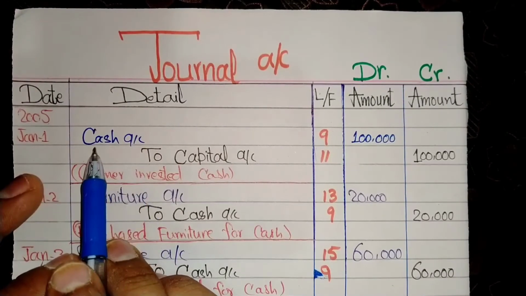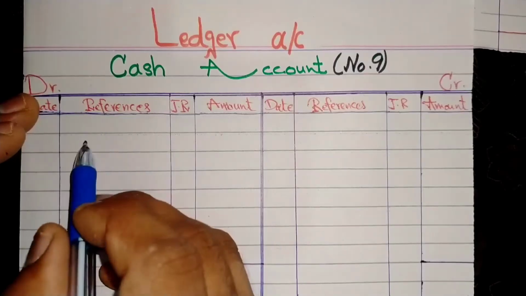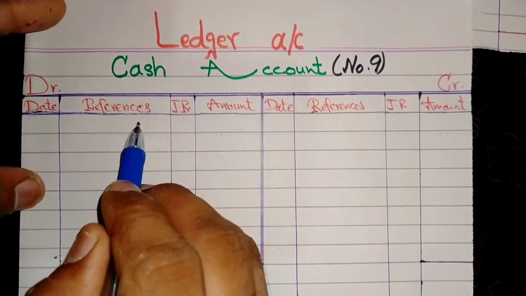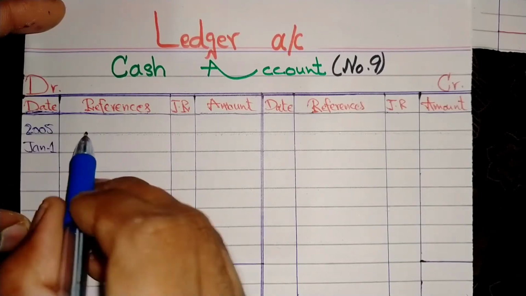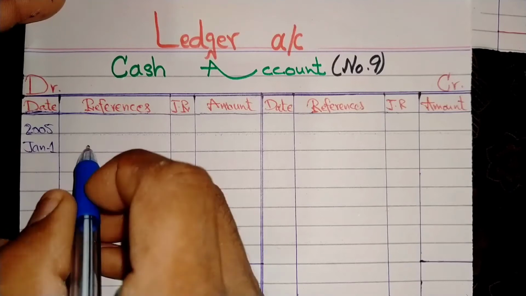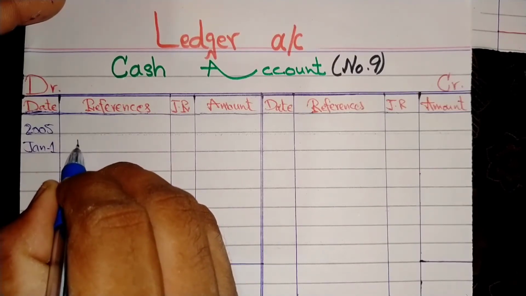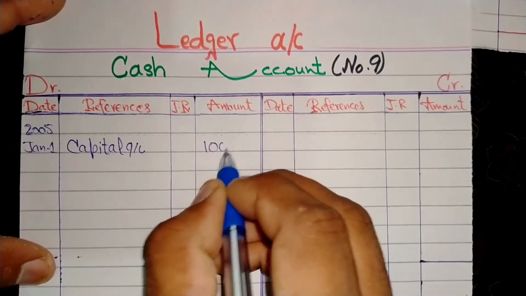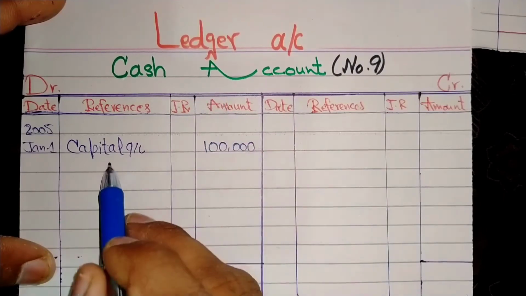In the first journal entry, cash account is debited by capital account, so we will write the opposite name in the reference. The year is 2005 and the date is Jan 1st. So cash account debit by capital account, I repeat again. We will write here the opposite account name, which is capital account, amounting to 100,000 rupees.